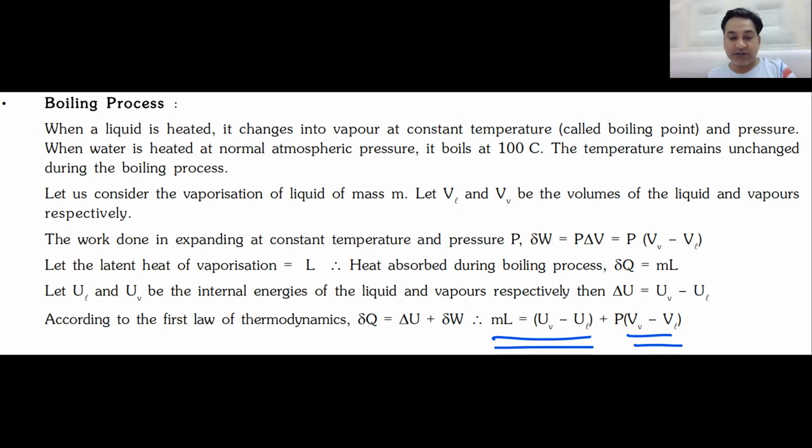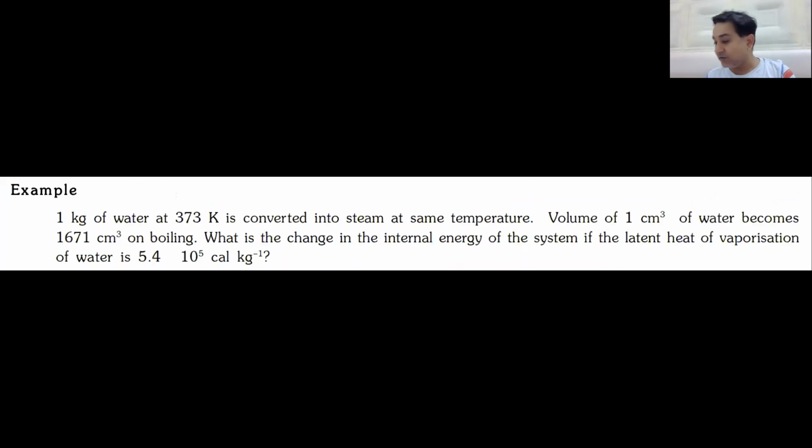So can you solve a question if this comes on this point? Yes, sir. Right. And these are the questions that, if you have not done beforehand, might trouble you in the exam. So here is the question on this example. 1 kg of water at 373 Kelvin is converted into steam at the same temperature, 100 degrees Celsius. Volume of 1 centimeter cube of water becomes 1671 centimeter cube on boiling. What is the change in internal energy of the system if the latent heat of vaporization is 5.4 into 10 raised to the power 5 calorie per kg?